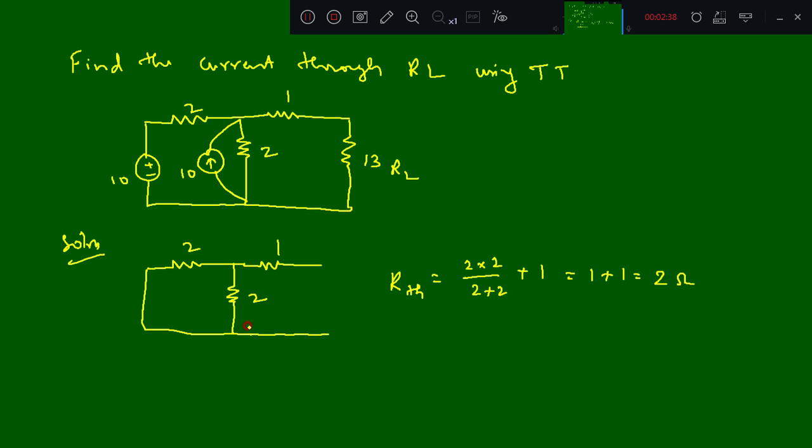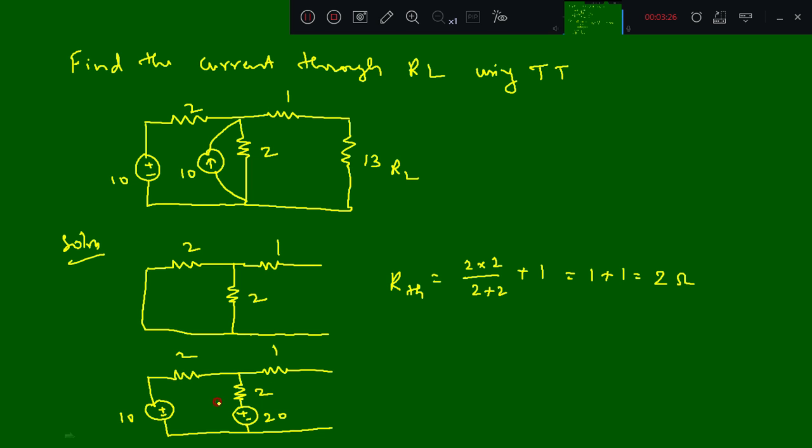Then we need to find the equivalent voltage. For that you have the current source here. This current source I will convert into a voltage source. So 10 into 2 is 20. That is 20 volts in series with a 2 ohm resistor. So the equivalent circuit is, here it is 2 ohm, here it is 1 ohm, then here is a 2 ohm resistor in series with 20 volts, then here it is 10. So it is 10, here it is 20 and 2.